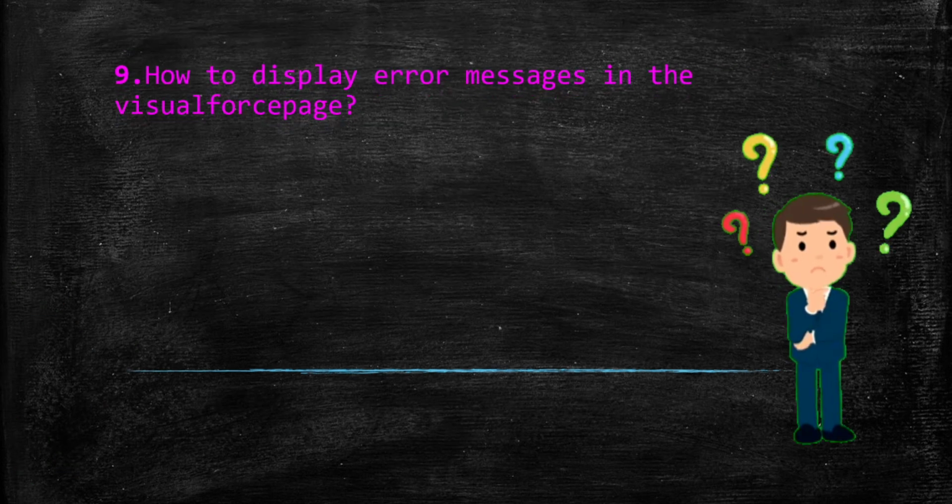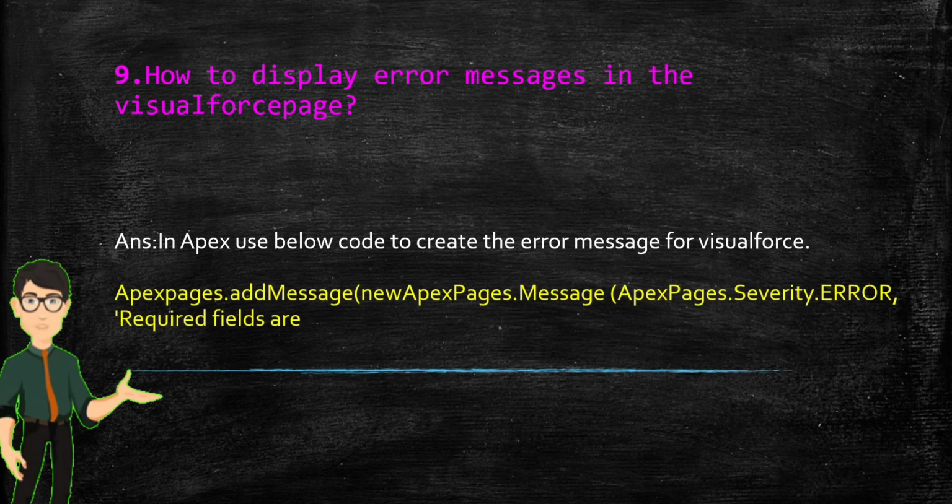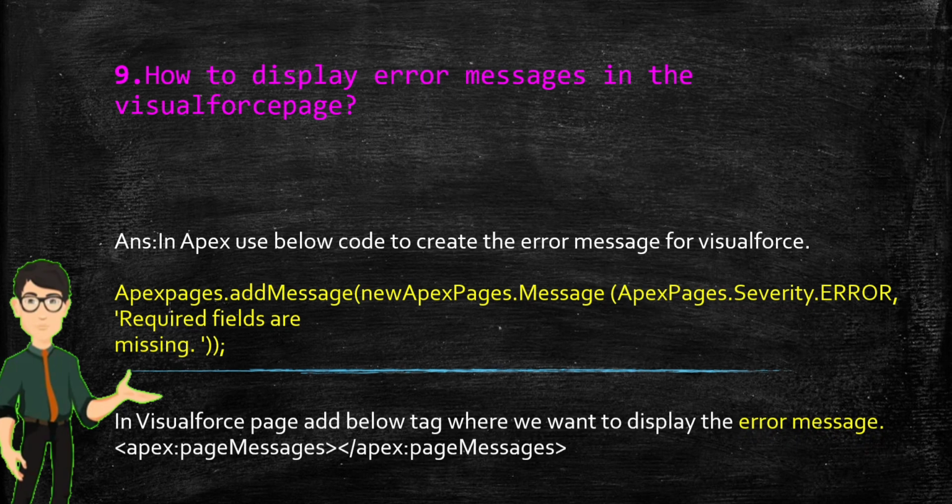Question number 9 is how to display error messages in the Visualforce page. So in Apex, use the below code to create the error message: ApexPages.addMessage(new ApexPages.Message(ApexPages.Severity.ERROR, 'Required fields are missing')). That's it. Then in Visualforce, add the below tag where we want to display the error message, that is the apex:pageMessages tag, and close it with opening and closing brackets.